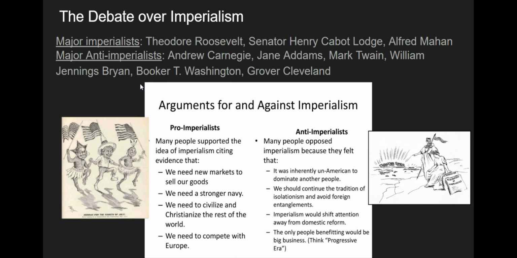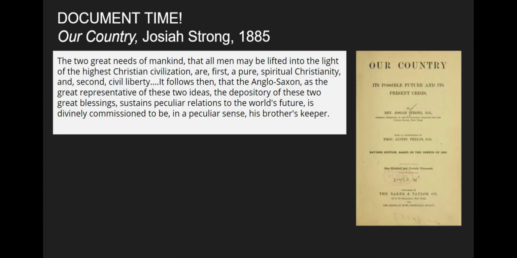Major anti-imperialists included Andrew Carnegie, Jane Addams, that really famous progressive, Mark Twain, William Jennings Bryan, Booker T. Washington, and Grover Cleveland, former president. So there is a big debate between these two groups, and they both have different reasons for why they support or oppose imperialism. And we're going to have document time, just 2 short documents as examples.